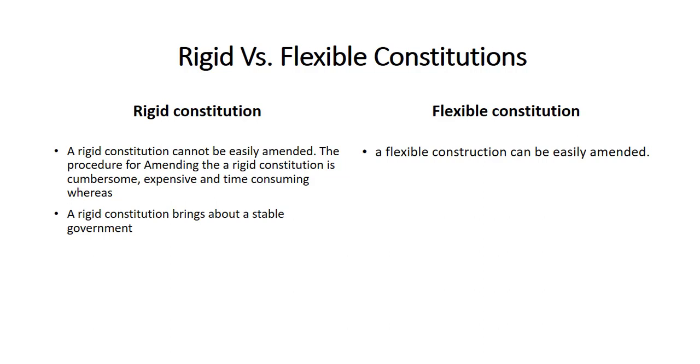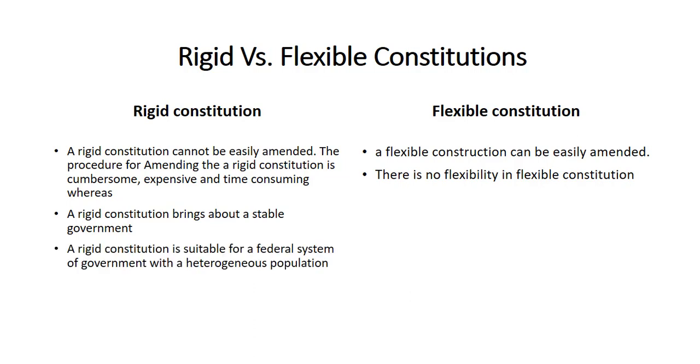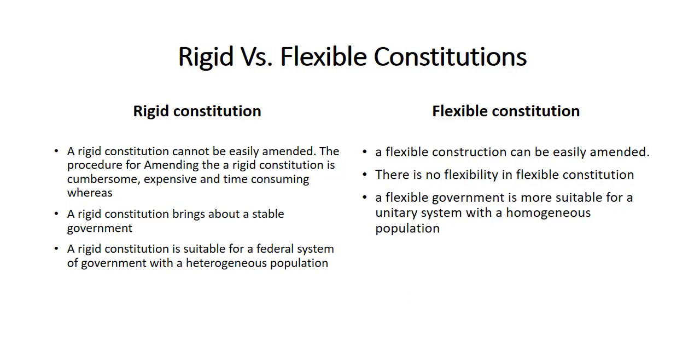A rigid constitution brings about a stable government because it cannot easily be changed or bent in accordance with the interests of corrupt officials. But a flexible constitution can easily be corrupted and misused. There is no flexibility in a rigid constitution, but there is flexibility in a flexible constitution. A rigid constitution is suitable for a federal system of government with a heterogeneous population, whereas a flexible constitution is more adaptable to a unitary system of government with a homogeneous population.